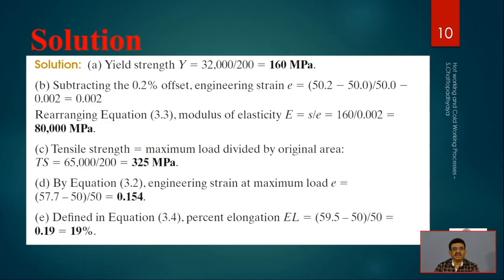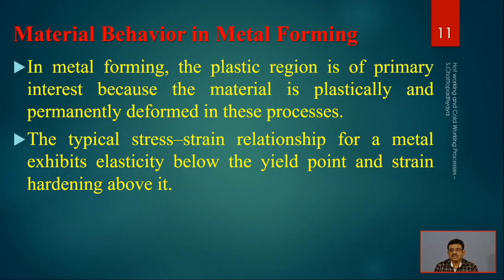Maximum load is 65,000 Newton divided by 200, and it comes out to be 325 megapascal. And by the equation of engineering strain, it will be 57.7 minus 50 divided by the original length, that is 50, and strain is dimensionless, so the change over the original is 0.154. Putting all those things into the equation, we find the percentage elongation is 0.19, that is 19%. Very simple, straightforward. It is just to understand how the things are going in this way.